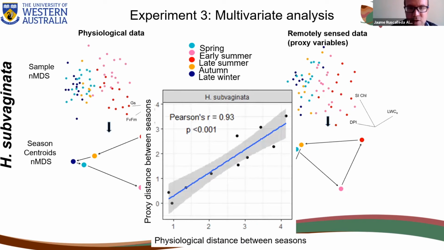On the x-axis, you have the physiological distance between seasons, and on the y-axis, you have the remotely sensed distance between seasons. And you can see for this particular species, the relationship is actually very good, which means that the remotely sensed data is able to track changes throughout the season, very similarly to how the physiological data is doing.